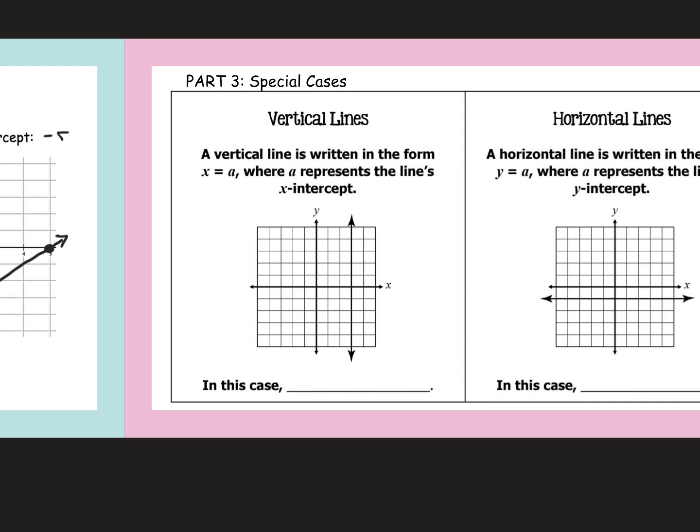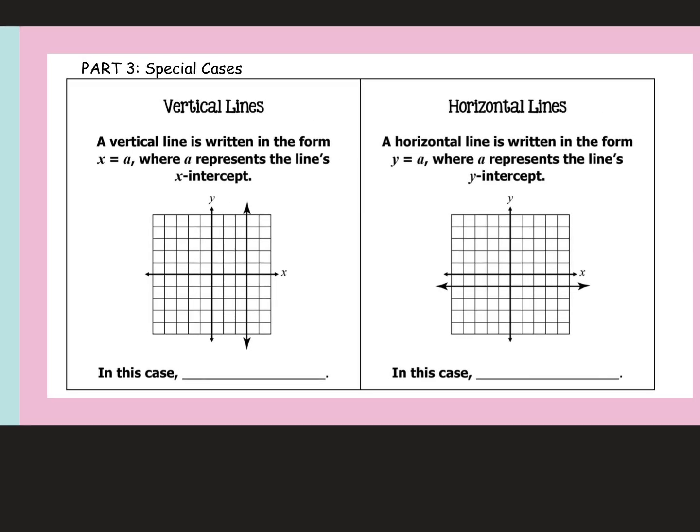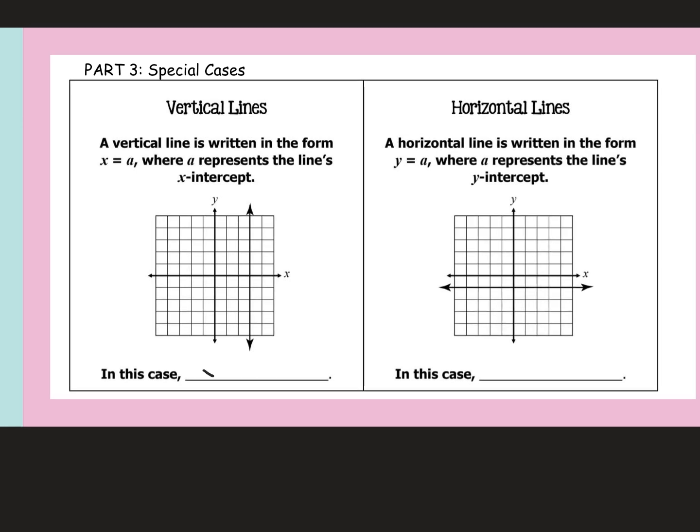All right. Now, in addition, part 3, special cases, we have horizontal and vertical lines. A vertical line is written in the form x equals a, where a represents the line's x-intercept. So in this case, we would have x is equal to 3 because it intercepts the x-axis at 3. With horizontal lines, the equation is y equals a, where a represents the line's y-intercept. So here we can see there's a y-intercept at 1. So y is equal to 1.